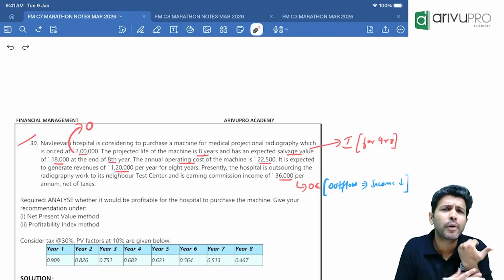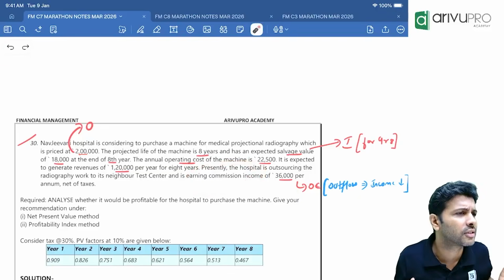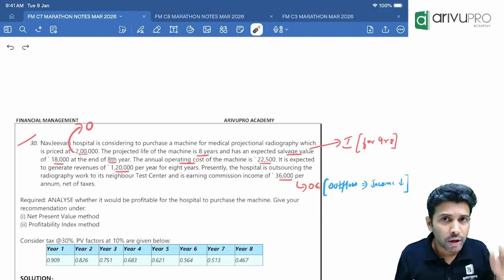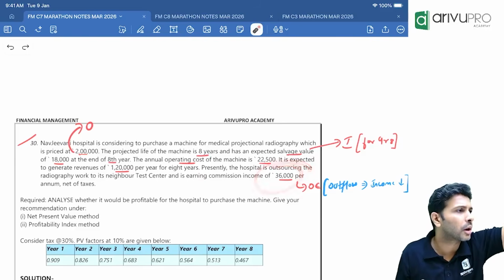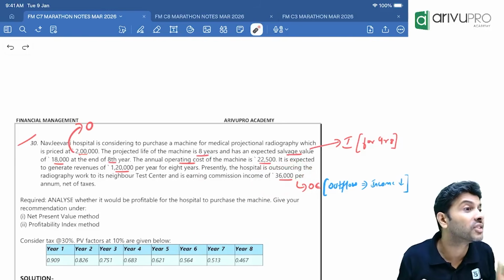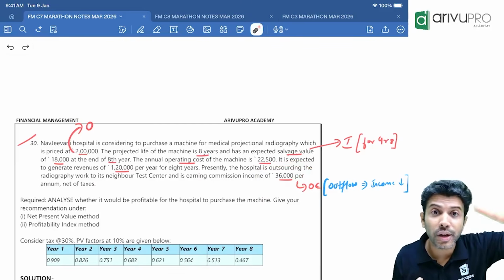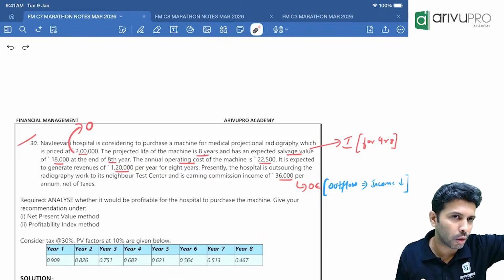Now, if we buy our own X-ray machinery, will we outsource the work or will we do it ourselves? We will do it ourselves. If you don't give this work to the test center, will he give this commission or is the commission lost? Commission lost. What is this? Opportunity cost. Inflow or outflow? Opportunity cost can be both plus or minus.